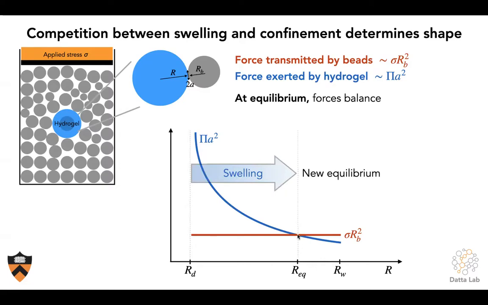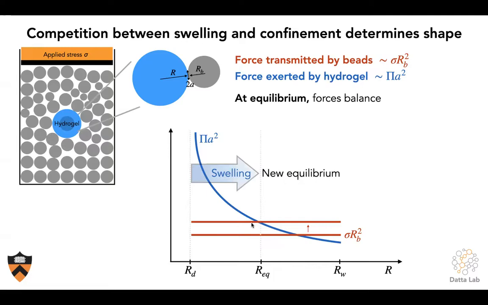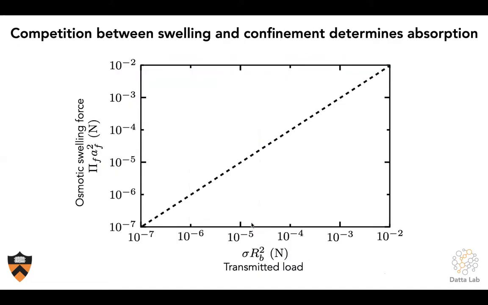You can solve for this new equilibrium. As you increase the load on this matrix, you're squeezing on the hydrogel more, and this equilibrium goes down. So this very simple force balance, balancing the swelling force exerted by the hydrogel and the confining force exerted by the surrounding matrix, can help us predict how much the hydrogel swells by, how much water the hydrogel absorbs at equilibrium. And so we can test this. So we performed experiments where we were watching the hydrogel swelling or not swelling in confinement in these granular packings, testing different bead sizes, testing different hydrogel properties, testing different loads.